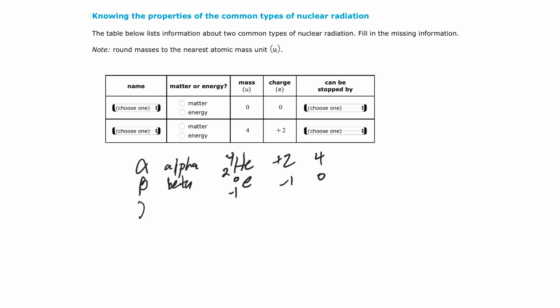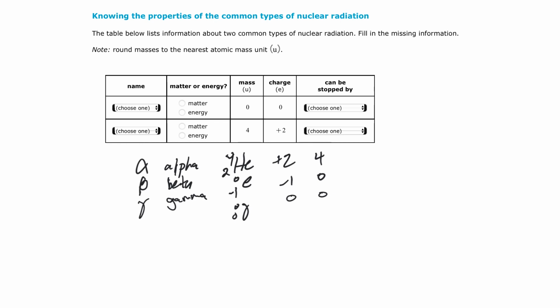The last one is called gamma. And gamma is 0 mass and 0 charge, and there's no mass there, it's just energy. If you want to think of the beta as having some mass, it's not completely massless, but when you round it to its nearest AMU, it's still going to be 0. So it would be a mass of 0 and a charge of -1 for beta. Gamma is 0 and 0.